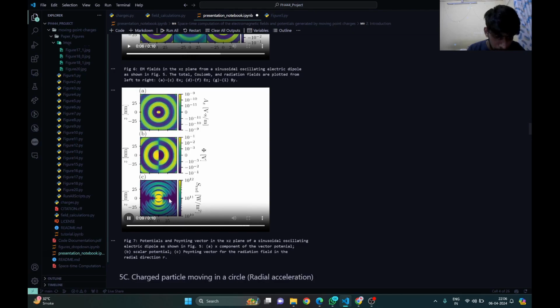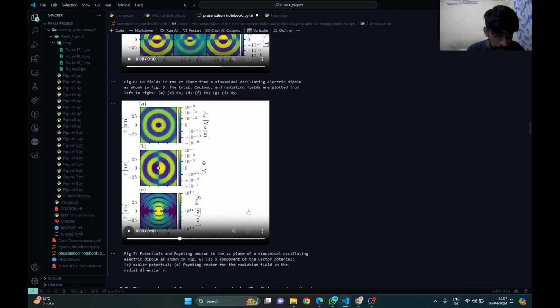And we do notice that the Poynting vector is predominantly in the z direction. It's not that there's no radiation in the x direction. It's just that it's much less than the z direction radiation. So since it's lesser than 10 to the power 10, it's not showing much, but it is there.